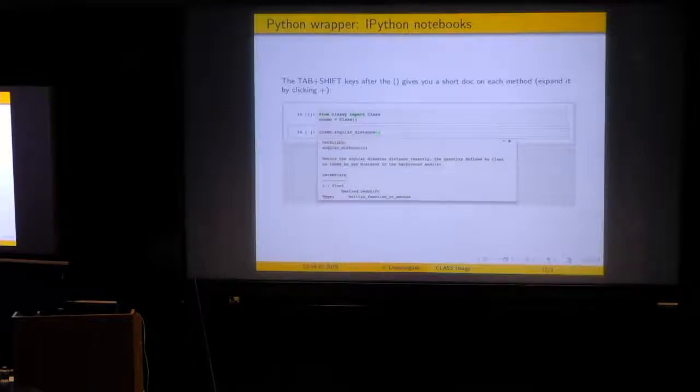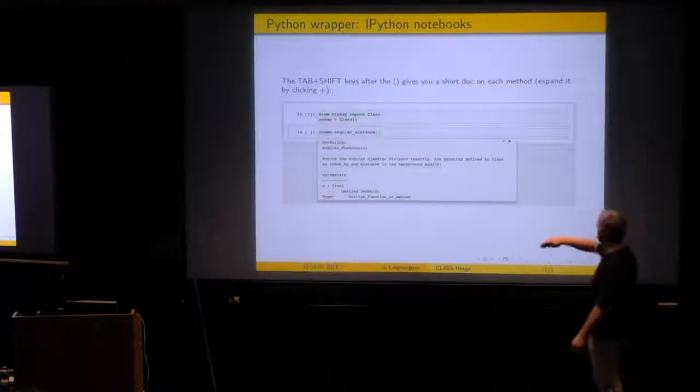And I know that not all of them have been nicely implemented. Okay, this is one thing we need to improve. But for instance, if you try this together with me, angular diameter distance, shift tab, you see that this is the angular distance, that the input is a redshift, and the output is the angular diameter distance. And then you know the format of the input and the output. And you can write explicitly your input, for instance, cosmo.angular_distance of 10.